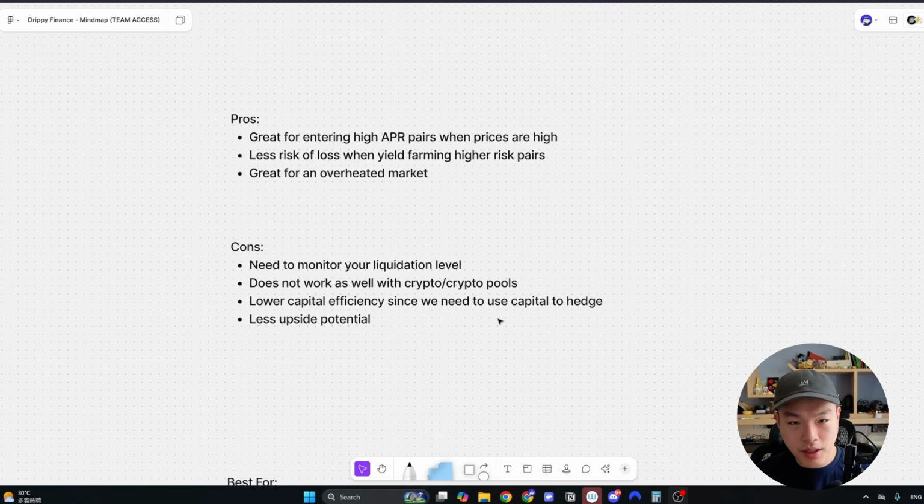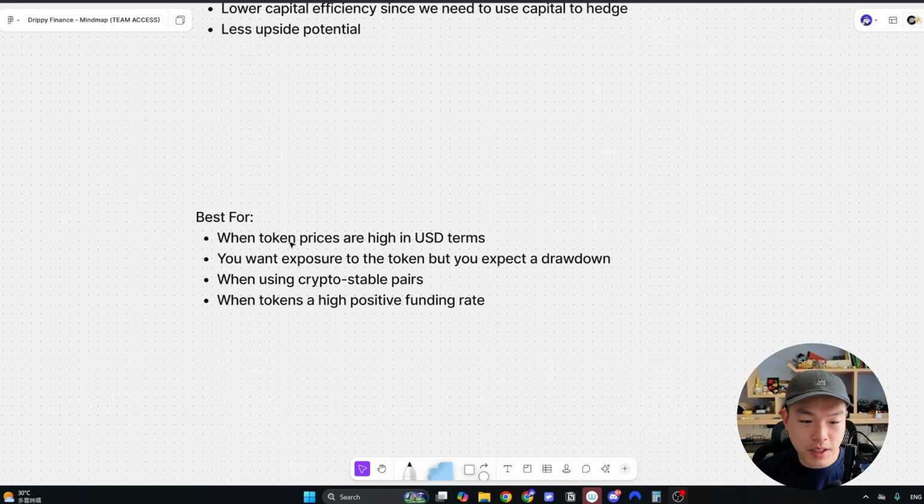But again, the reason why we could put a hedge in this scenario is to protect some of the downside. So a lot of times when you guys are yield farming or investing, to protect the downside, you have to give up some of the upside, right? Can't really have the maximum upside while also having no downside. And this is really best for when the token prices are high in US dollar terms. You want exposure to the token, but you expect a drawdown.